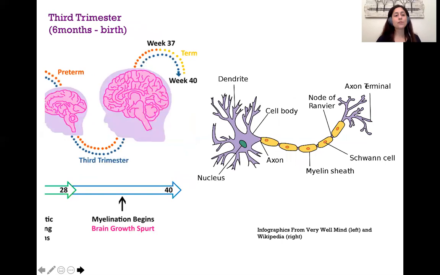Next, we'll move into the 3rd trimester, which occurs from 6 months to birth. During this stage, the brain will nearly double in size, which you can see in the little graphic on the left. By this period, sense organs have developed sufficiently to respond to perceptual stimulation. Sensory stimulation influences further development.